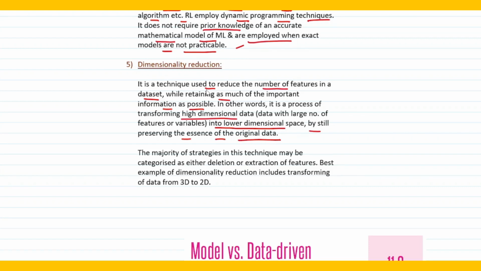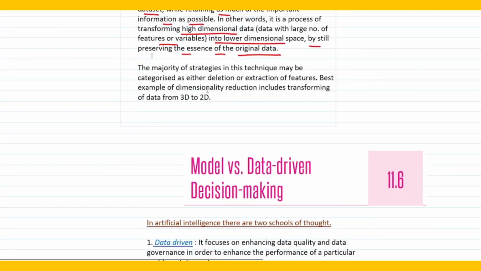It's basically a technique which is used to reduce the number of features in a data set while retaining as much important information as possible. Or we can rephrase this sentence and say, a process of transforming high dimensional data, that is data with a large number of features or variables, into a lower dimensional space while still preserving the essence of the original data, right? So the original flavor of the data should remain as it is.